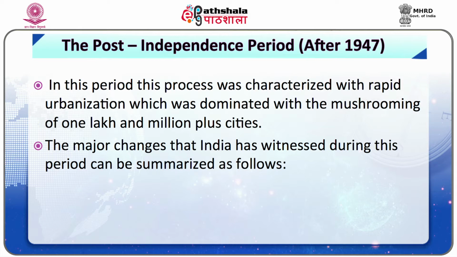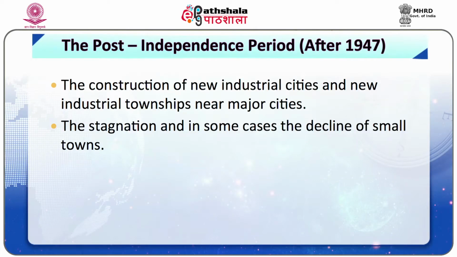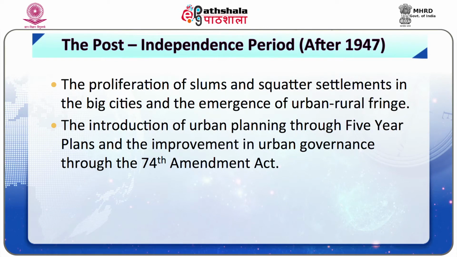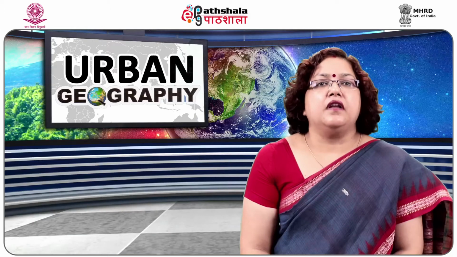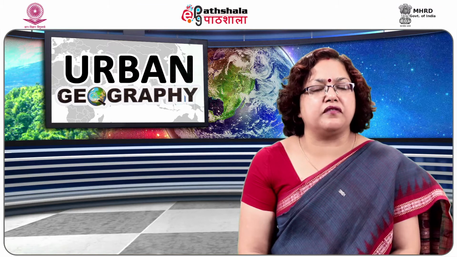As I already said, the major changes that India witnessed can be summarized as follows. Now, why did this happen? Influx of refugees and their settlement in the urban areas in the northern part of the country, Delhi being a classical example. The establishment of new planned administrative centers like Chandigarh and Bhubaneswar, construction of new industrial cities and new industrial townships near major cities, rapid growth of 1 lakh and million cities, stagnation and in some cases the decline of small towns, the proliferation of slums and squatter settlements in the big cities, which even led to the emergence of the urban rural fringe, the introduction of urban planning through 5-year plans, and the improvement in urban governance through the 74th Amendment Act.